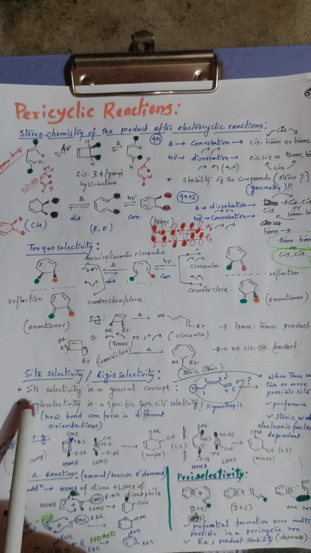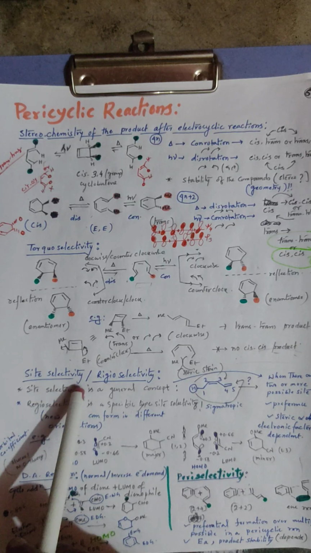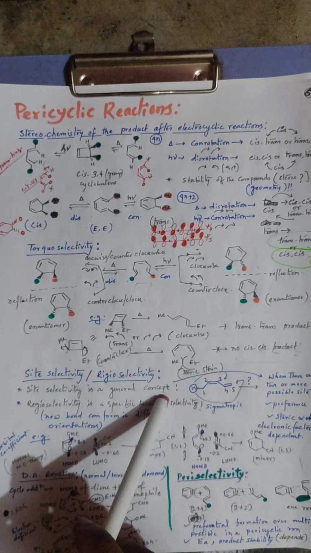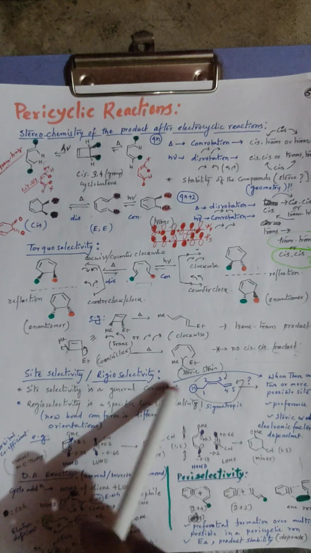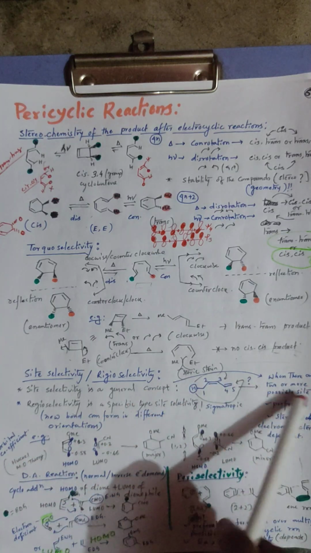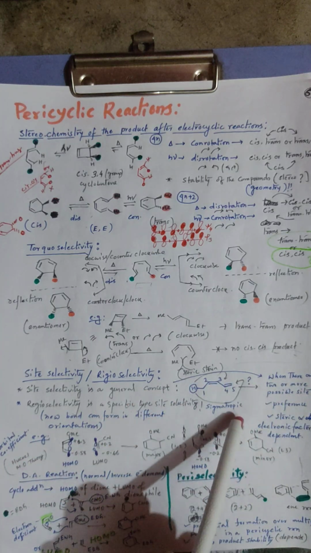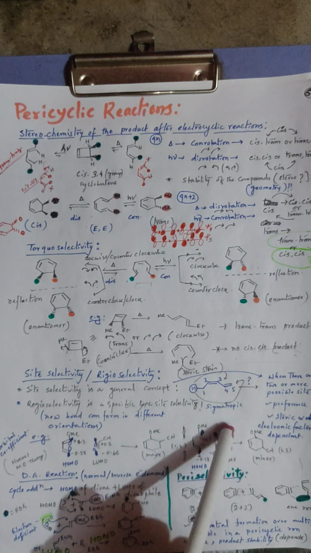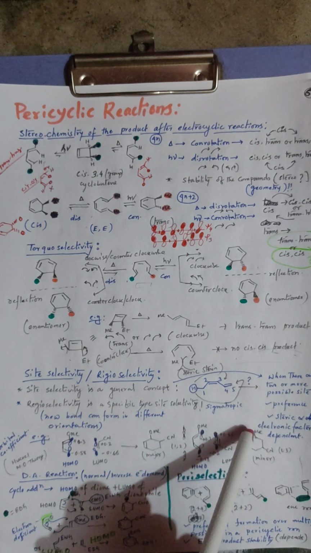Now another type of selectivity is the site selectivity. Site selectivity is a general concept for pericyclic reactions. When there are two or more possible sites for reaction, one has predominance over the other, and the product formation depends on the steric factor.